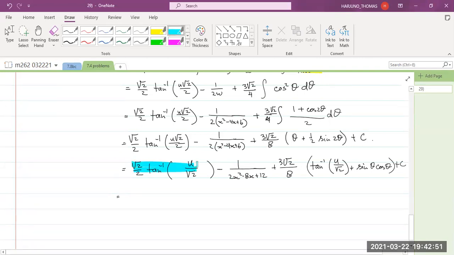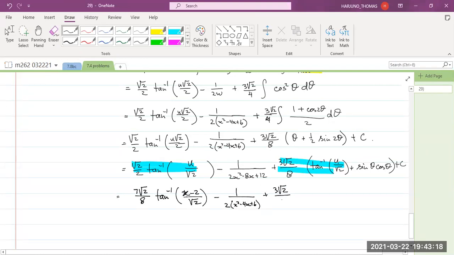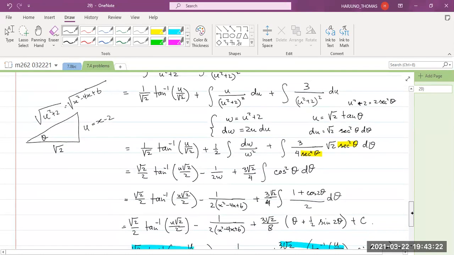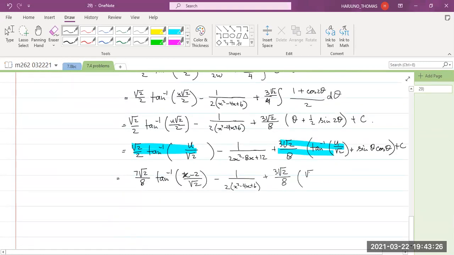I want to combine like terms, this one here and this one here. Okay, multiply by 4, so I get 7 radical 2 over 8 tangent inverse of u, that's x minus 2 over radical 2, minus 1 over 2 times x squared minus 4x plus 6, and then plus 3 radical 2 over 8 sine theta, which is u over that, cosine theta is that. So it's radical 2 times u over radical u squared plus 2, plus constant. Oh, you know what? Something actually gets nicer here. So this will be 3u over 4 square root of x squared minus 4x plus 6, plus constant.